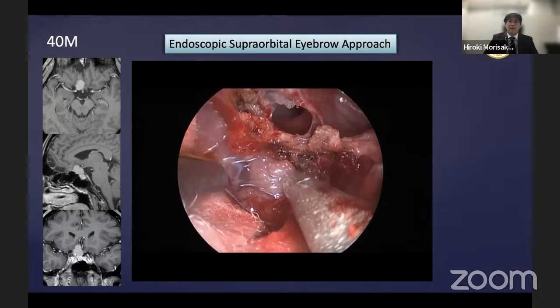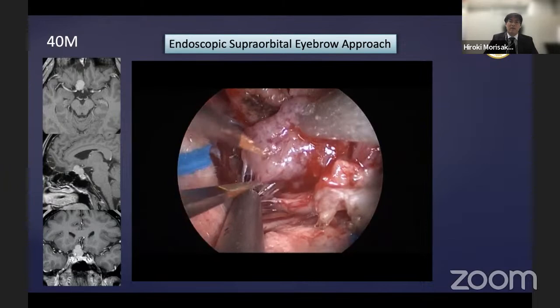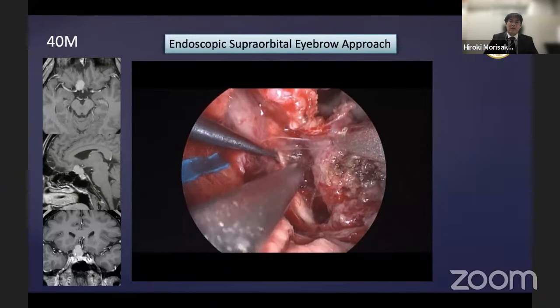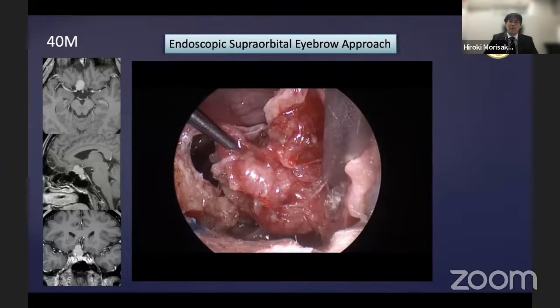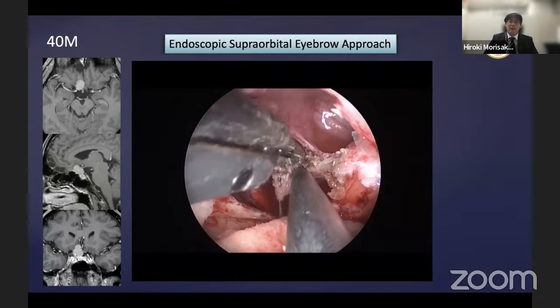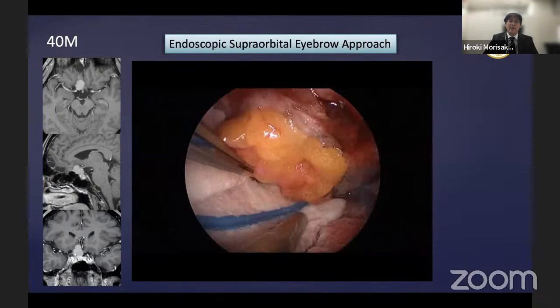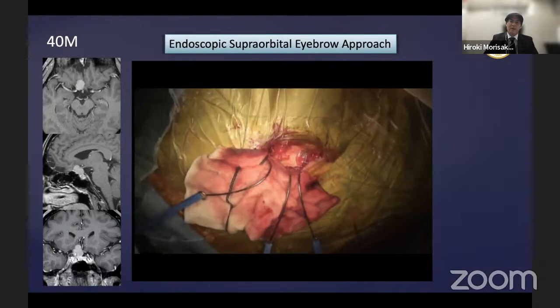And we detach the tumor from the frontal base and also the optic nerve. The surgical procedure is almost the same as the microscopic procedure, but under the endoscope, we can clearly identify the margin of the tumor like this. We finally achieved a Simpson grade 1 tumor resection. For reconstruction of the skull base, we put in a fat graft and close the wound, finishing the operation.